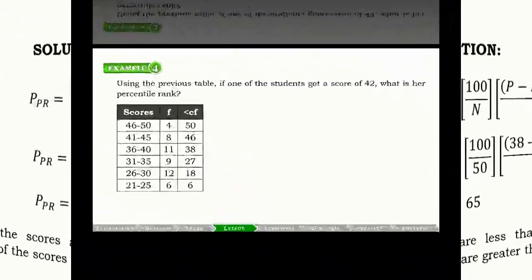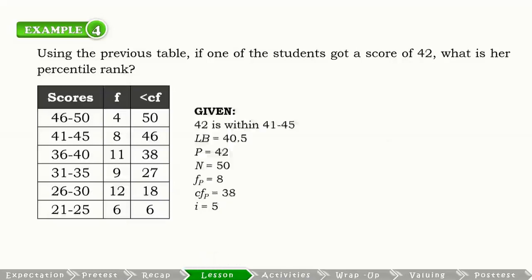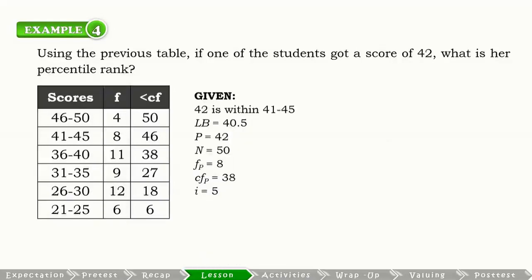Let us have the last example. Using the previous table, if one of the students got a score of 42, what is her percentile rank? Again, first thing to do is to set all the given facts. Since 42 is within 41 to 45, we will use this class interval to find the other given. Therefore, the lower boundary is 40.5.